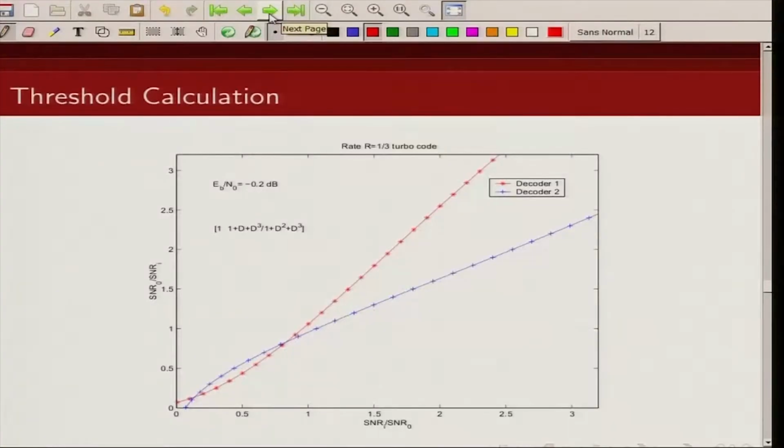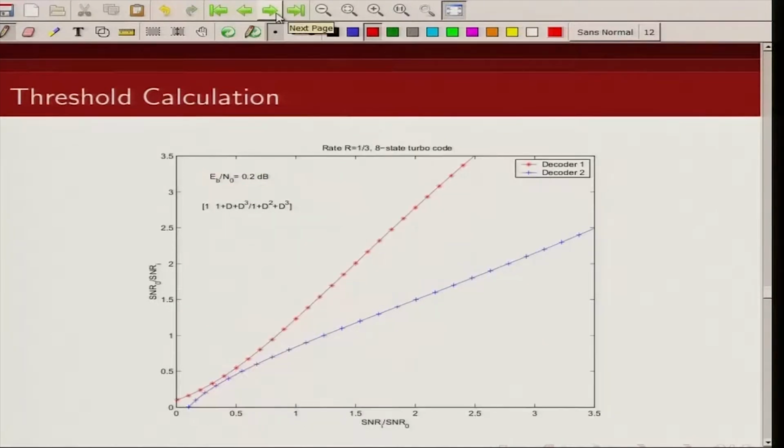This is one example. Note that this is plotted for a channel operating SNR of minus 0.2 dB. The red curve is my decoder 1, and the blue curve is decoder 2. Note that these two are crossing each other, so there is no tunnel. Now, for the same code, I increase my SNR to 0.2 dB. Now you can see there is a tunnel between them.